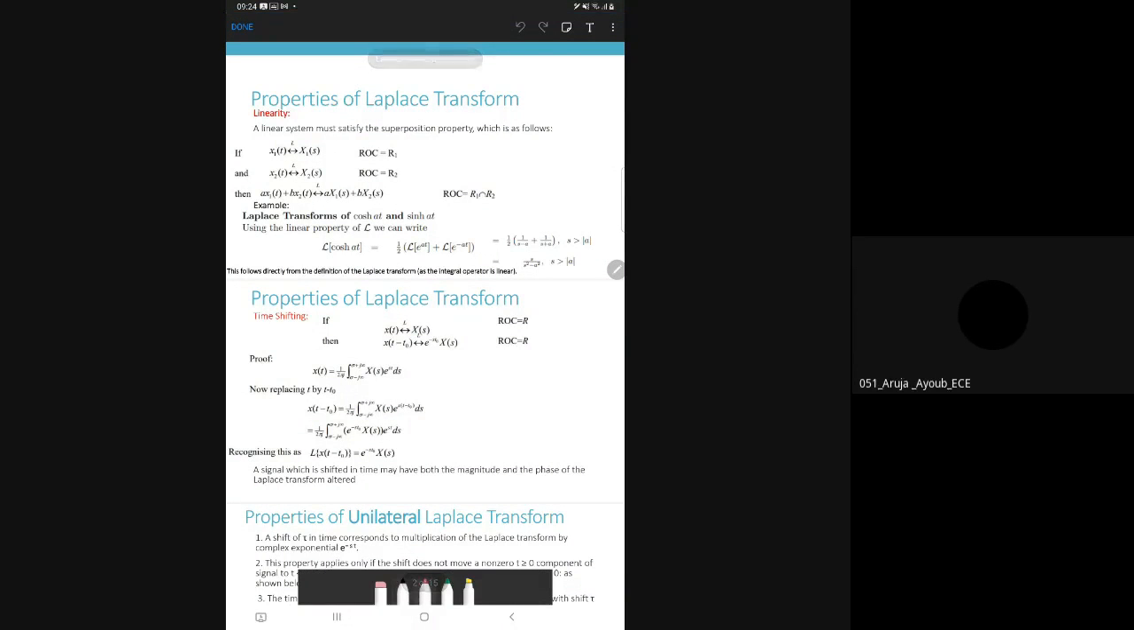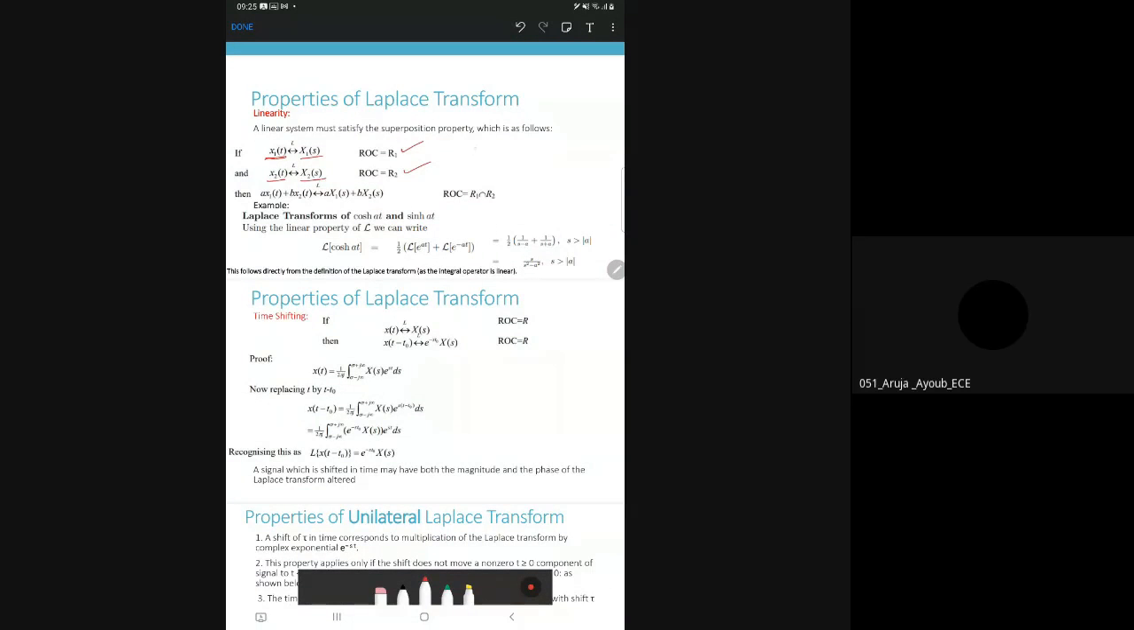ठीक है, तो हमारे पास अलग दो सिग्नल्स है, एक है x1 of t in time domain, और उसका लेप्लास ट्रांसफॉर्म है x1 of s, तो ये एक अलग सिग्नल है. And we have a separate signal x2 of t, उसका हमने लेप्लास ट्रांसफॉर्म निकाला, it is x2 of s. Suppose region of convergence for first signal is R1 and region of convergence for second signal is R2.